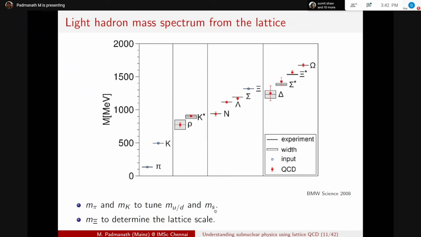Here this is a pure QCD calculation, so there are no effects from U and D quark mass differences. Basically, the U and D quark masses are taken as the same. And from that they calculate the light hadron masses.